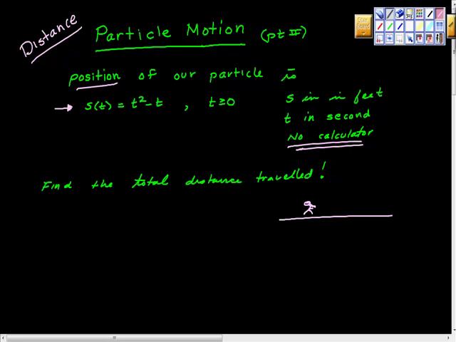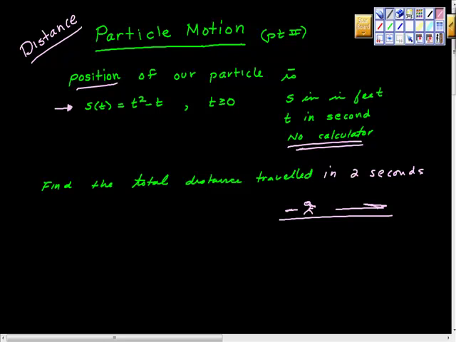Anyway, he's running back and forth. And the question is, how far does he run total? But if you think about it this way, we don't know for sure that he runs this direction, right? So I want to know, find the total distance traveled in 2 seconds.